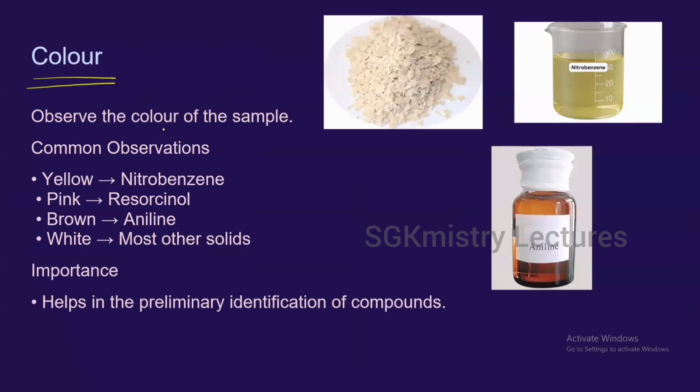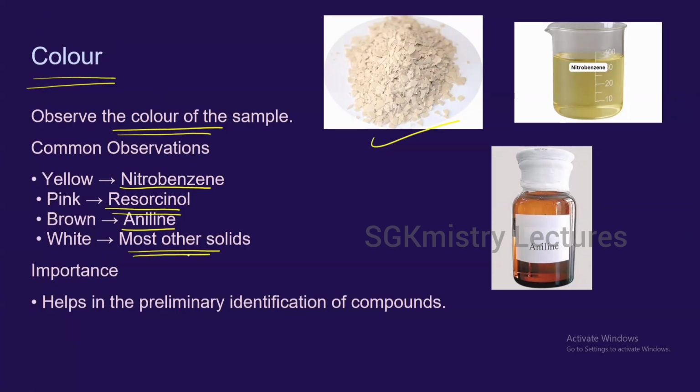Coming on to the color, next we are going to observe the color of the sample. As I already told, for resorcinol, although it is in the solid state, it is possible for us to identify that the given compound is resorcinol just by looking at its color. If it is pink, we are easily identifying the given compound as resorcinol. Suppose you have got a liquid sample. If it is brown in color, then it may be aniline. If it is yellow, then the given compound may be nitrobenzene.